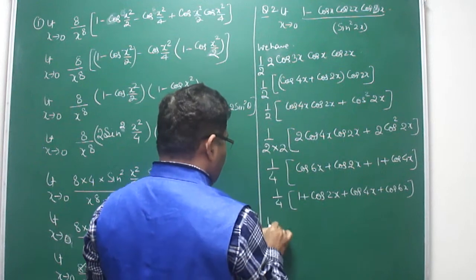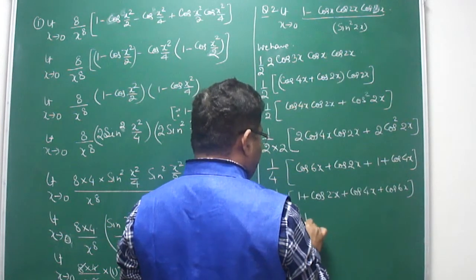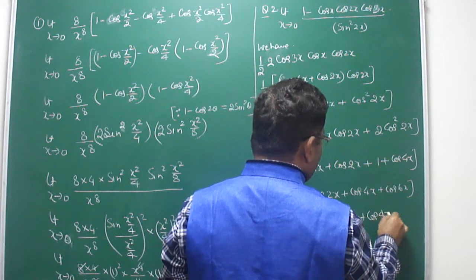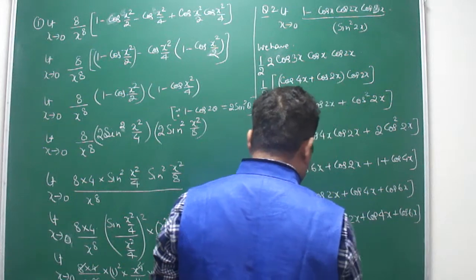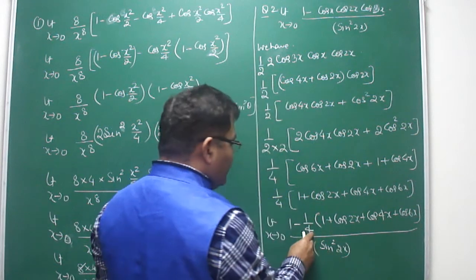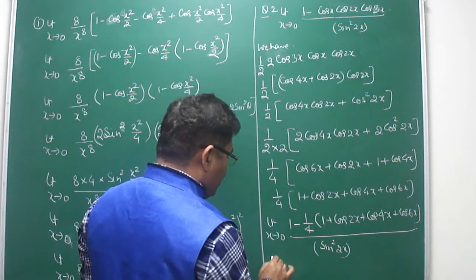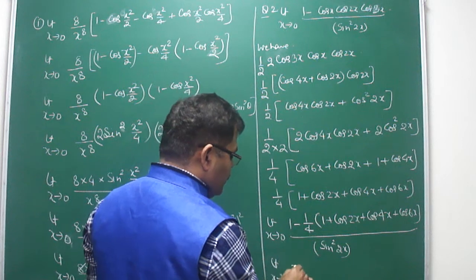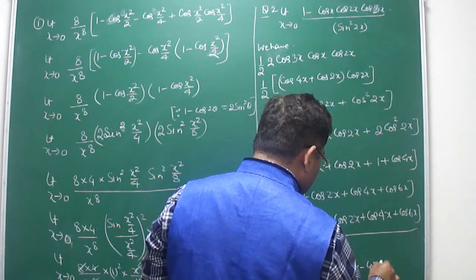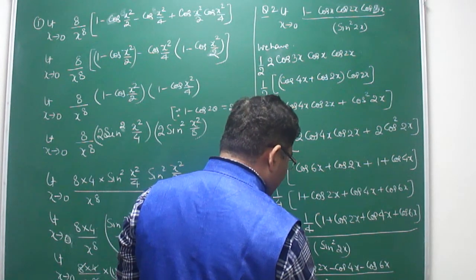Now come to the question, limit x tends to 0, 1 minus, instead of all these factors I can write 1 by 4 into 1 plus cos 2x plus cos 4x plus cos 6x, divided by sin square 2x. If I take LCM, then 4 into 1, 4, 4 minus 1, what will remain? 3. Then limit x tends to 0, 3 minus cos 2x, cos 4x, cos 6x, and divided by, LCM will remain 4, 4 into sin square 2x.